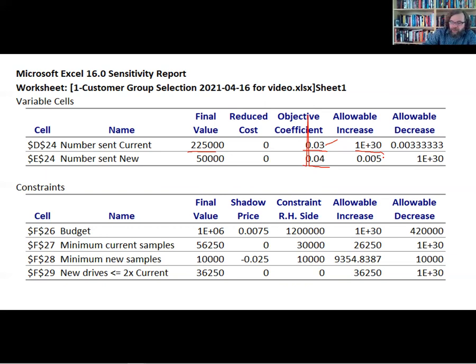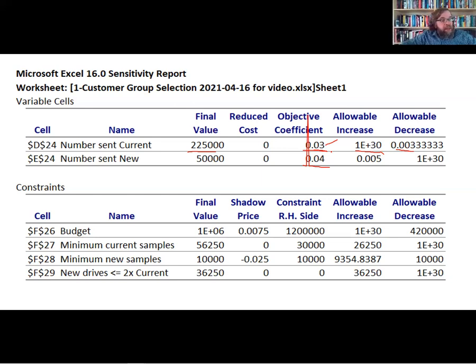We're already doing the minimum we can outreaching to the new customers and sending a lot more to the current customers. The current customers don't buy at as high a rate, but they're cheaper to reach out to, so they're more profitable based on the numbers we've got in our particular linear program here. But the allowable decrease here is 0.003, which if you compare that to the 0.03, it's about a 10% decrease. So if that 0.03 goes down by just a little bit, the linear program will have a different answer.